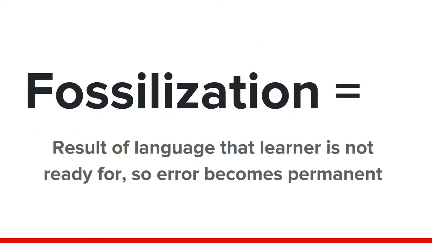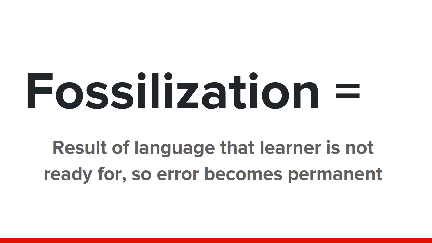So all of this comes up to this idea of fossilization, because one of the greatest reasons why teachers should provide error correction is to prevent fossilization. And fossilization is sometimes thought of the result of language that a learner is not ready for, and so they try using the language and they're making mistakes, and then that mistake becomes a habit that becomes permanent in their language, and it's very difficult to unlearn that habit. So that's why we call it fossilization. It's become permanent. It's stuck in their language system. And we want to avoid fossilization.